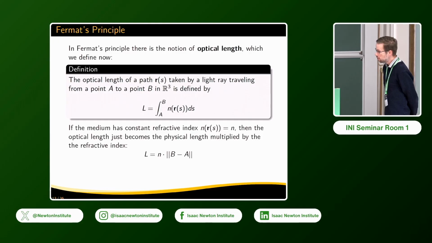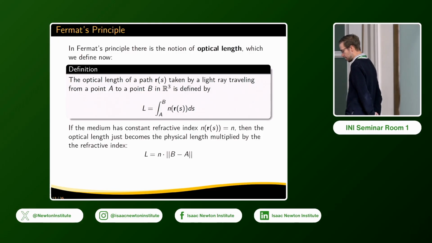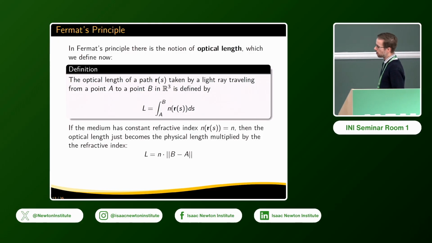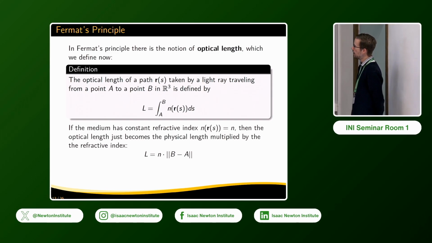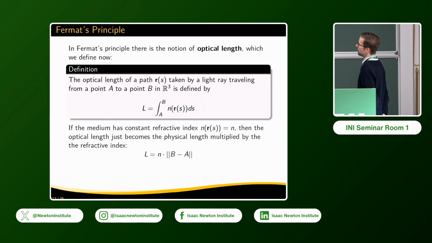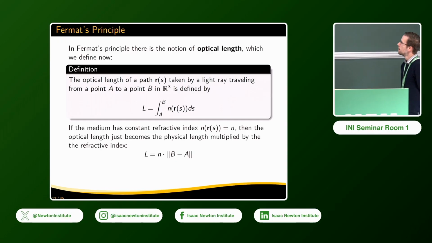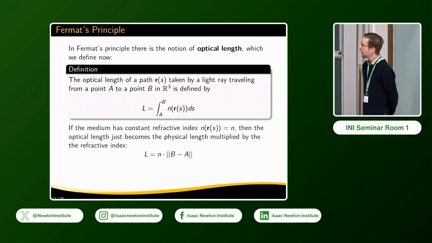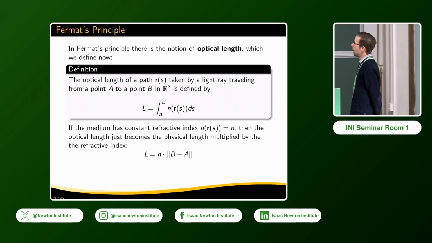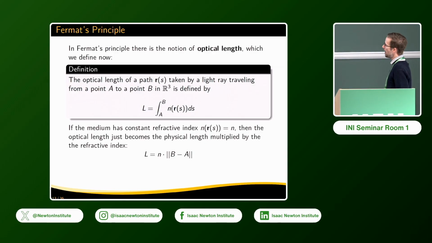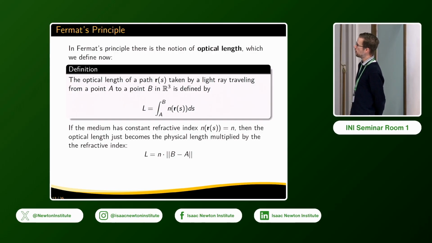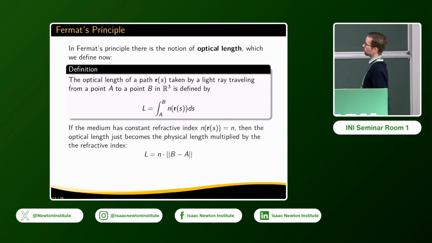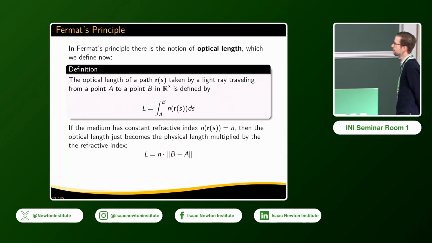So now let's move to Fermat's principle. These are classical things, and then I'll get to Snell's law in a few minutes. The correct notion of length here is not regular length, but the so-called optical path length, which we can define now. If you take a path in R3, we say that the optical length of a path taken by a light ray traveling from some point A to some point B is defined to be the integral of the refractive index along that path.